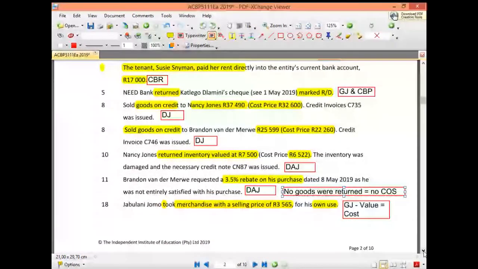Okay, then on the 18th, we tell you Jabulani Jumo took merchandise with a selling price of 3,565. Okay, I see there's a comment on the chat function. Okay, Mapaledi, do you want me to just repeat the cost of sales column information?